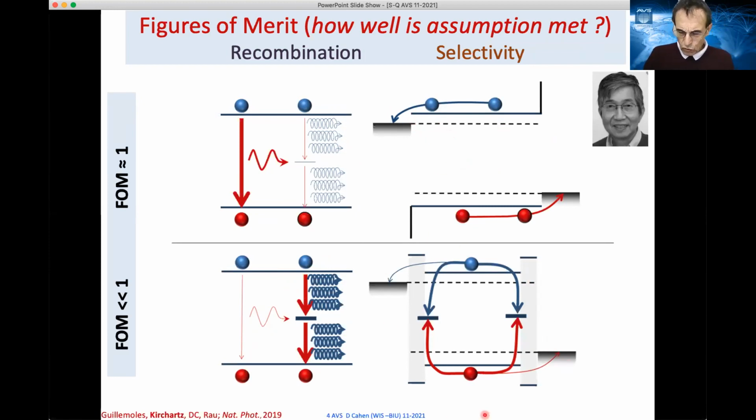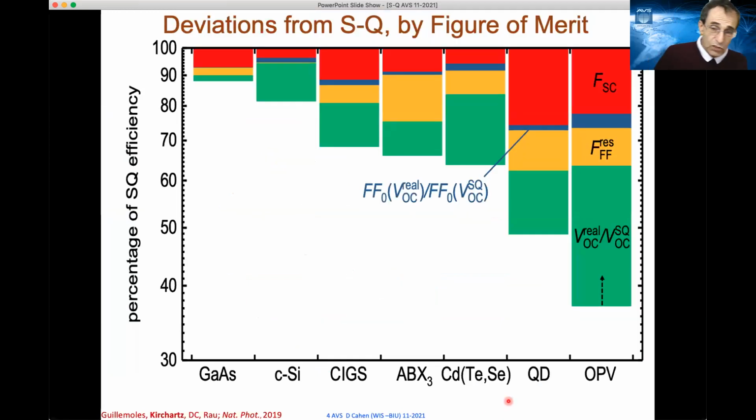And this is what I do not want, where it's essentially a free-for-all for the carriers, which contact they take. So back to the figures of merit, where this is the best. And as we go down, it gets worse and worse. So gallium arsenide is doing well, but in terms of its short circuit current, it can improve. Silicon is doing better in terms of short circuit current, but poorer in terms of voltage. Understandable also because of its indirect band gap.